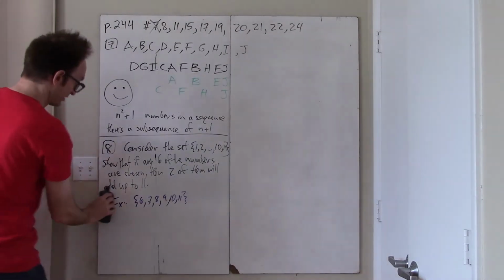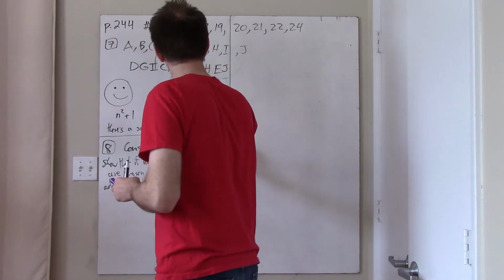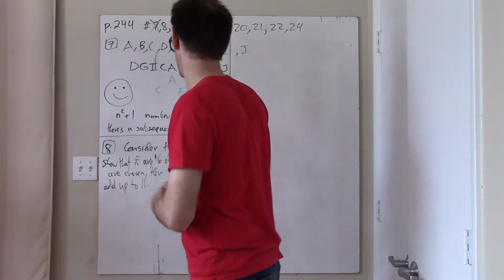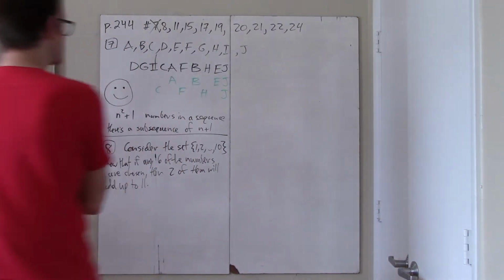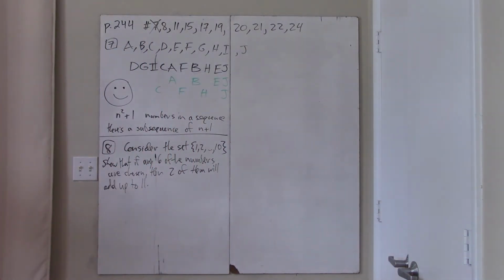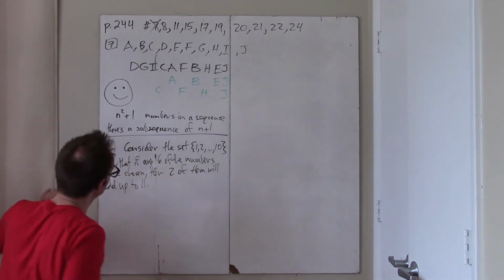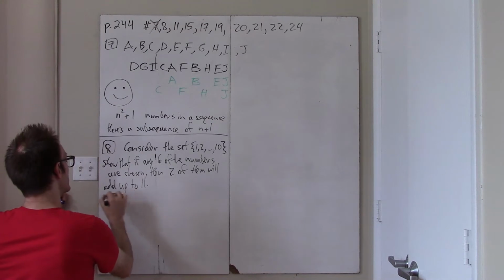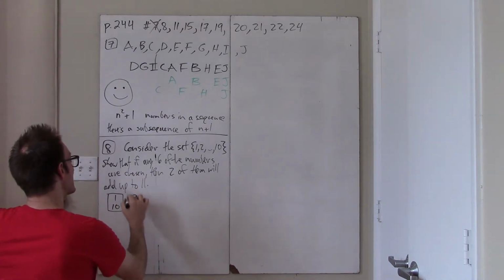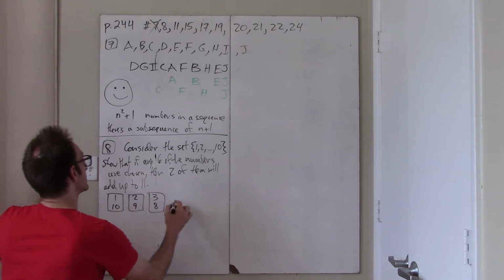In other versions of this book, the problem has been corrected to say, consider the set 1, 2, all the way up to 10. Show that if any 6 of the numbers are chosen, then 2 of them will add up to 11. And now we have a true statement. How do we prove this? Classic pigeonhole principle situation. What kinds of numbers add to 11? Well, 1 and 10 add to 11, so put them in a box. 2 and 9 add to 11, put them in a box. 3 and 8 add to 11, put them in a box.